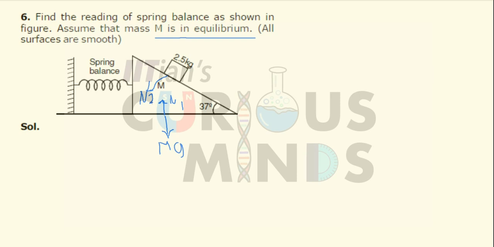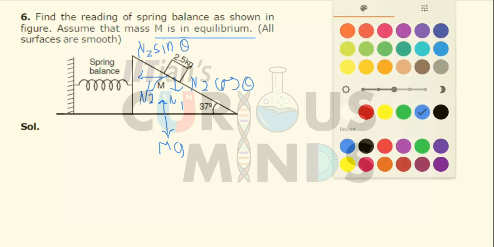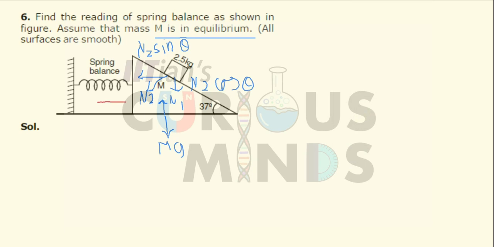So basically if I take a component over here, this will be equal to n2 sine theta, and in the vertically downward direction it will be equal to n2 cos theta. If you see, n2 sine theta is in the left hand side direction, so it is pushing, and the spring will push it in the opposite direction. Let the spring force be Fs, which pushes the block in the right hand side direction.